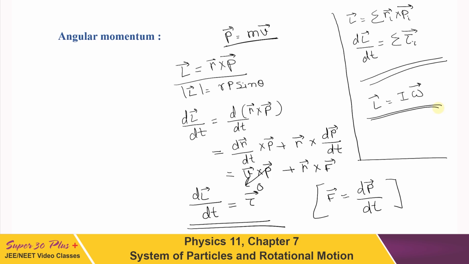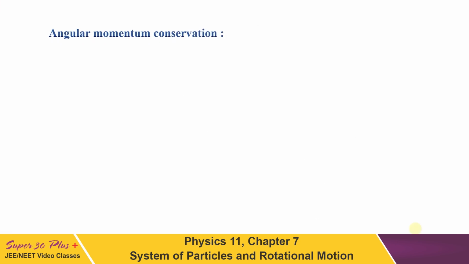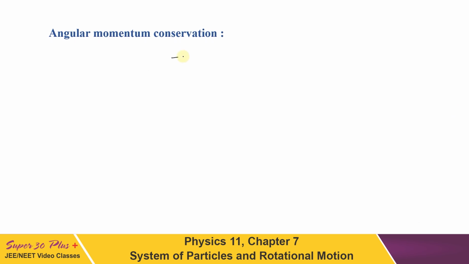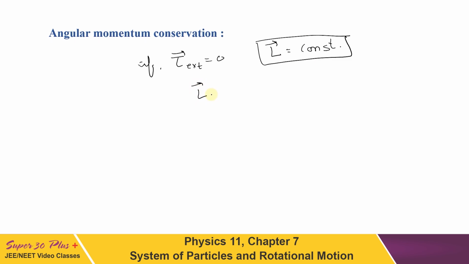Now let us see its conservation law. So what is conservation of angular momentum? As for linear momentum conservation, whenever external force is 0, linear momentum is conserved. So here also, if external torque is 0, then L should be constant, which is known as conservation of angular momentum, and then we can write L initial equal to L final.